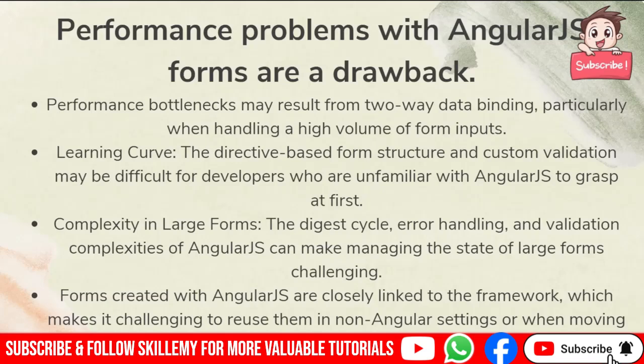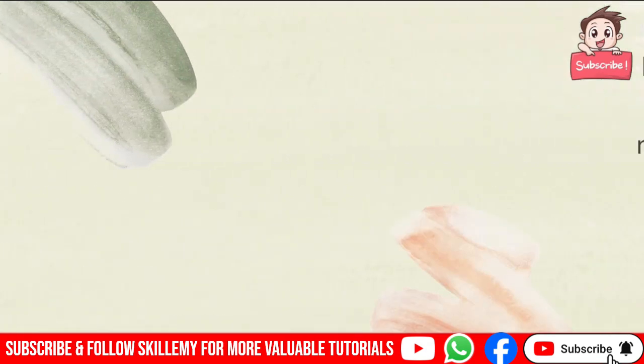grasp at first. Complexity in large forms. The digest cycle, error handling, and validation complexities of AngularJS can make managing the state of large forms challenging. Forms created with AngularJS are closely linked to the framework, which makes it challenging to reuse them in non-Angular settings or when moving to Angular, or let's say post-AngularJS.